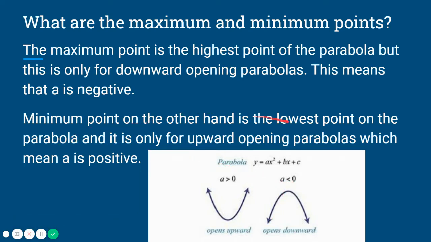Minimum point, on the other hand, is the lowest point on the parabola and is only for upward opening parabolas, which means A is positive. So A has to be greater than 0, open upwards, which means this part is facing up, and this is the minimum point.